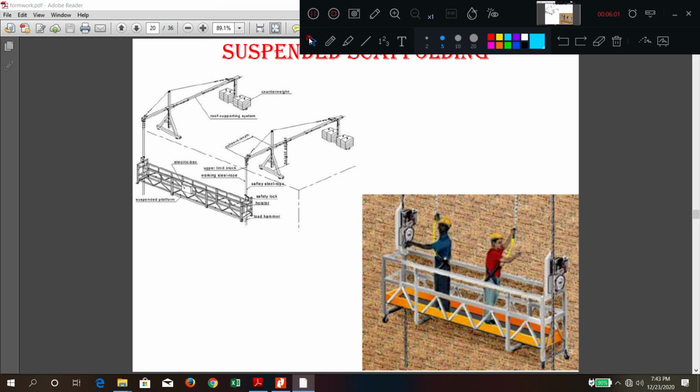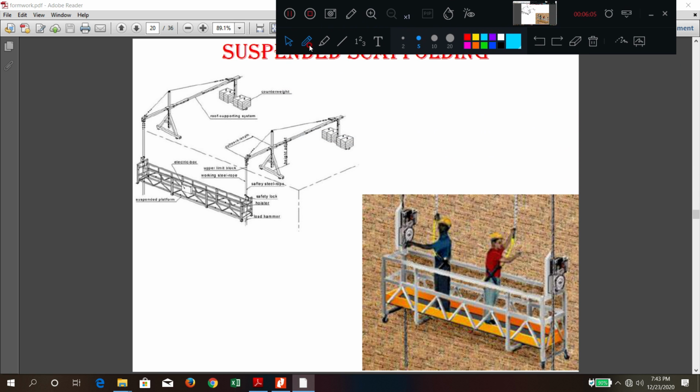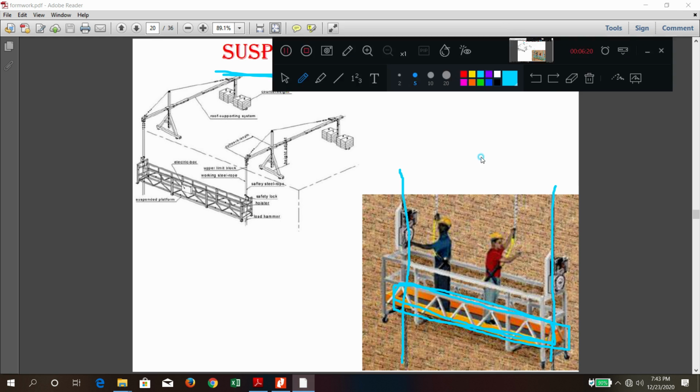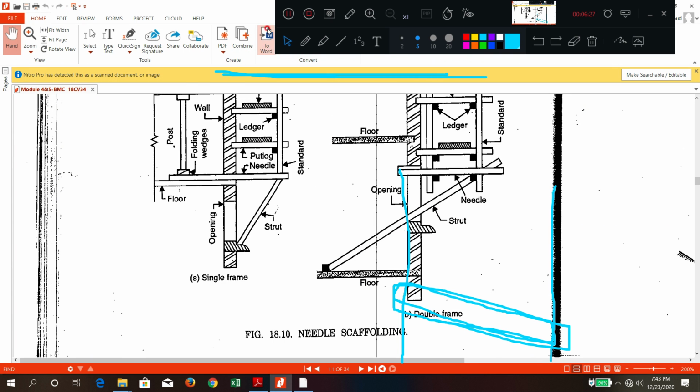Now here you can see it is called suspended scaffolding. From the top of the roof, the ropes will be laid down, a pulley arrangement is made, and you will be given one working platform. This is for cleaning or minor repair work. This is called suspended scaffolding. You can see it in this diagram also.